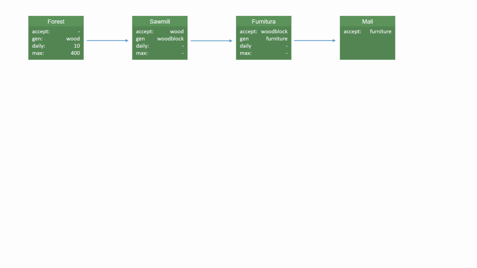If we deliver 100 wood elements from the forest to the sawmill, having an 80% rule implemented, the sawmill will produce 80 wood blocks. If we deliver these 80 wood blocks to the furniture store, again using this 80% rule, the furniture store will produce 64 furniture. All these happen the same day as the input elements arrive. And finally we can deliver these 64 furniture to the mall.